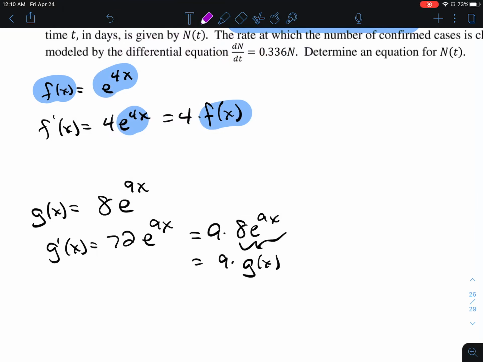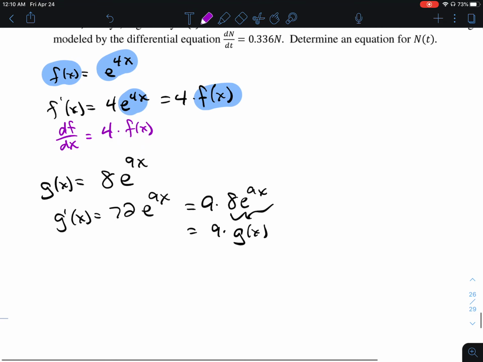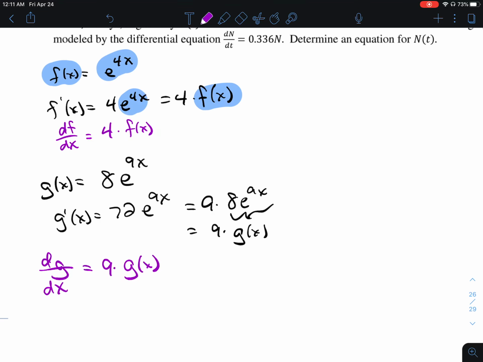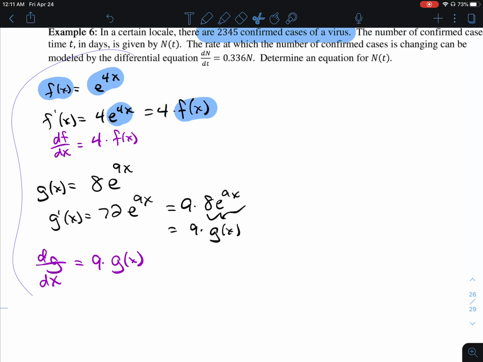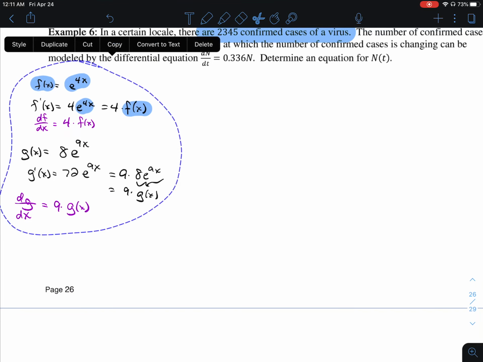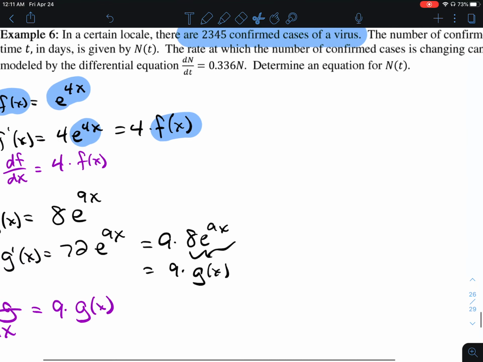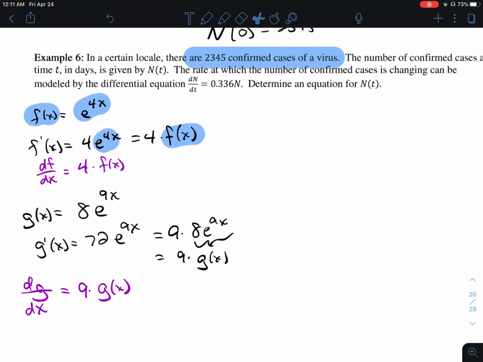that f prime is the same as saying the derivative of f with respect to x, and I'm saying that's equal to 4 times f of x. Down here, the derivative of g with respect to x is equivalent to 9 times g of x. Here's the point that I'm trying to make, and the people in the review sessions have made very clear: none of the stuff that I just did has anything to do with this problem.